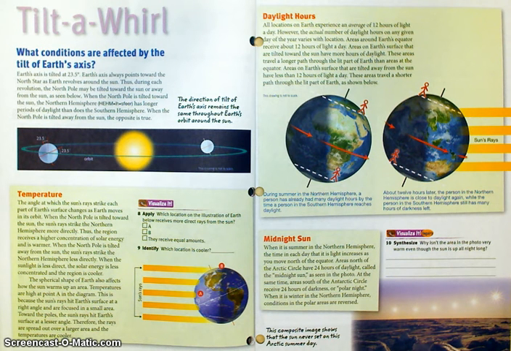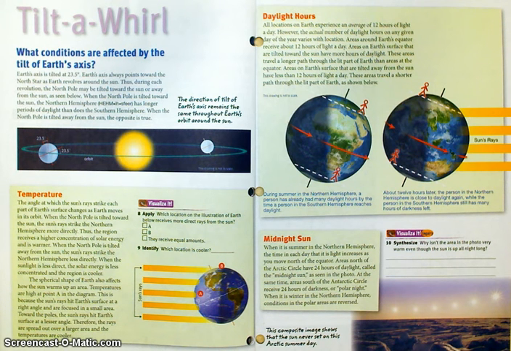Look at page 229. Remember, we're answering the question, what conditions are affected by the tilt of Earth's axis? Conditions affected by the tilt of the Earth's axis. Number 1, temperature is affected by the tilt of the Earth's axis. And number 2, the amount of daylight hours is also affected by the tilt of the Earth's axis.